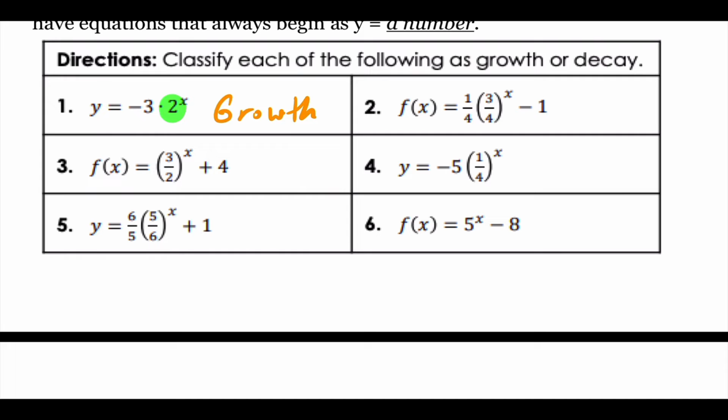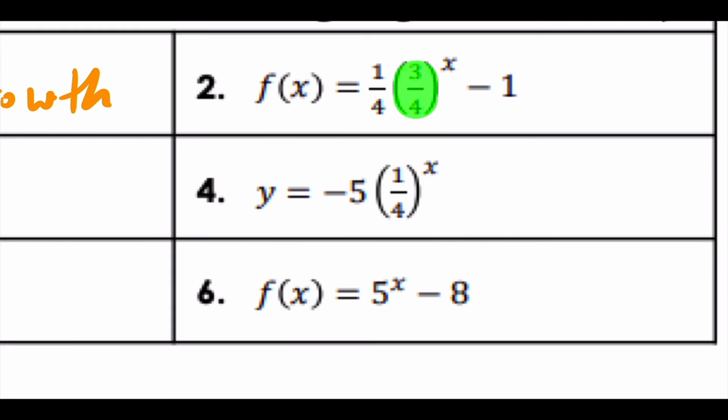Okay. Number 2, I got 2 fractions and a -1. Which one for number 2 is the one I'm looking at? 1/4, 3/4, or -1? The one with the variable, right there. It's the only one I care about. So is 3/4 bigger than 1 or smaller than 1? Smaller than 1, yeah. 0.75, 75 cents. 75 cents is less than $1.